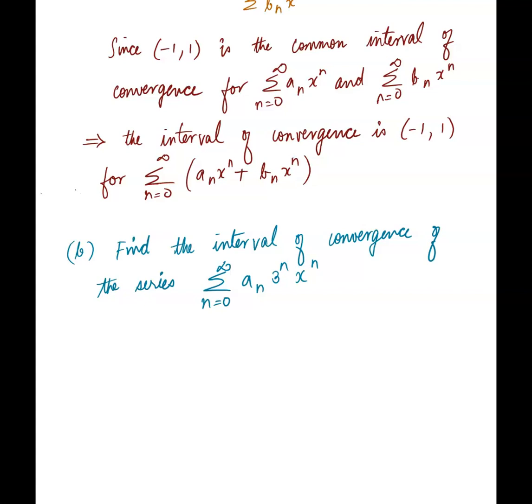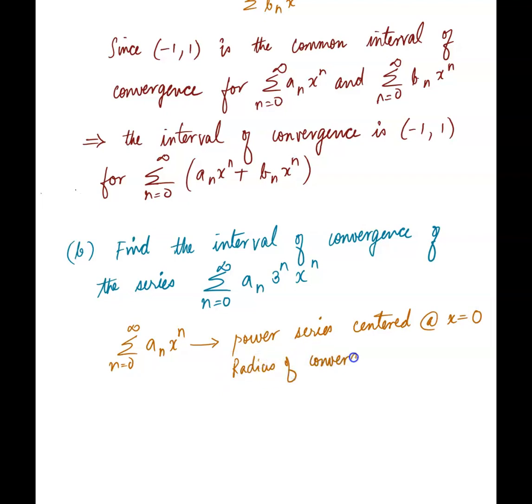Now, this 3 power n is like an insert, right? So you'll have to go back to the general version. The general version is that the summation n equals 0 to infinity of a n x^n is a power series centered at 0. We know that. And for this, the radius of convergence r equals 1 for the interval -1 to 1.